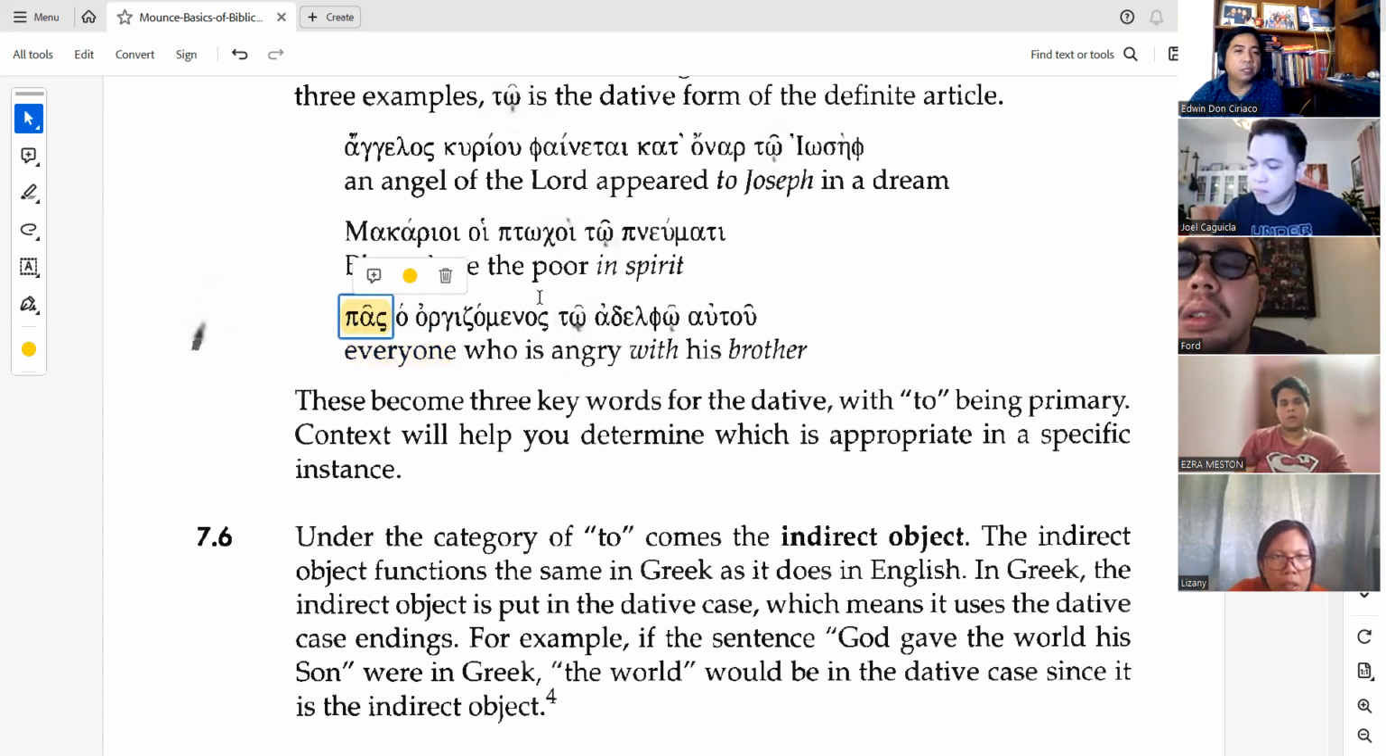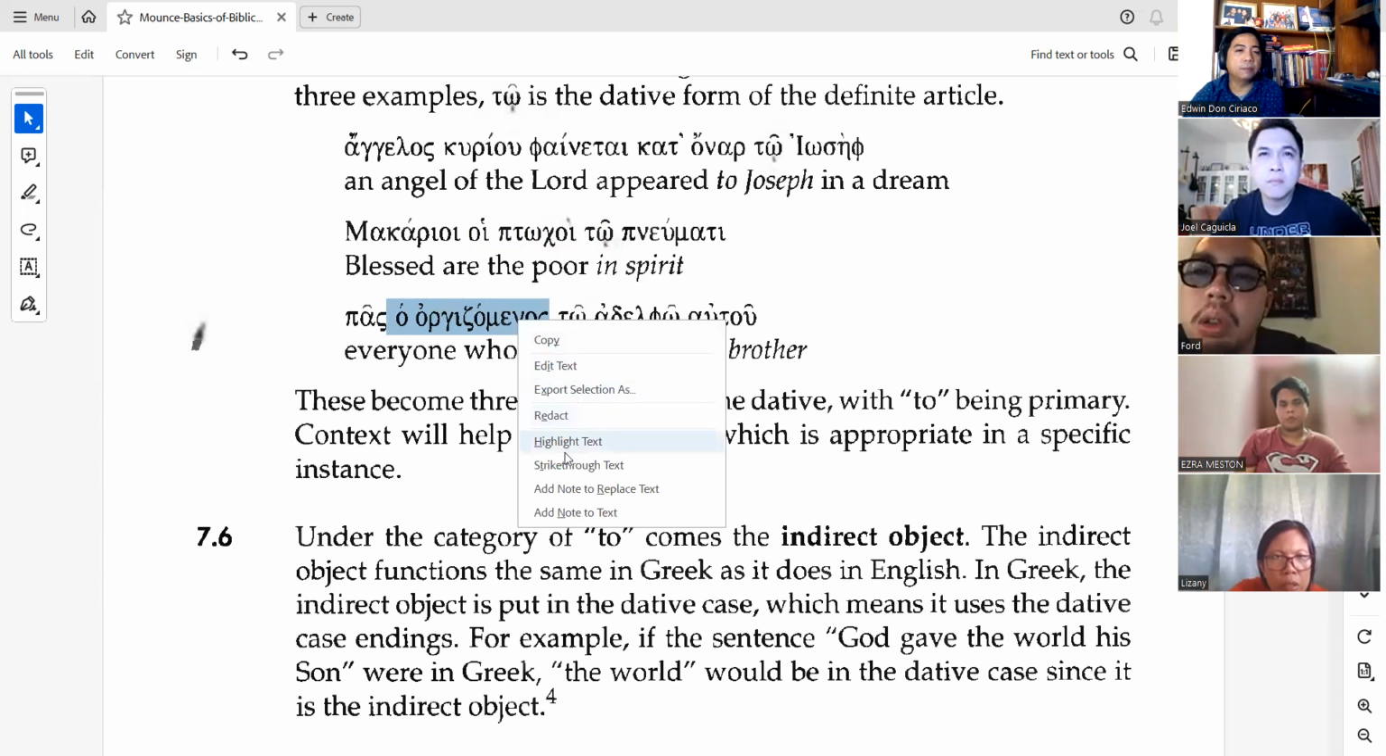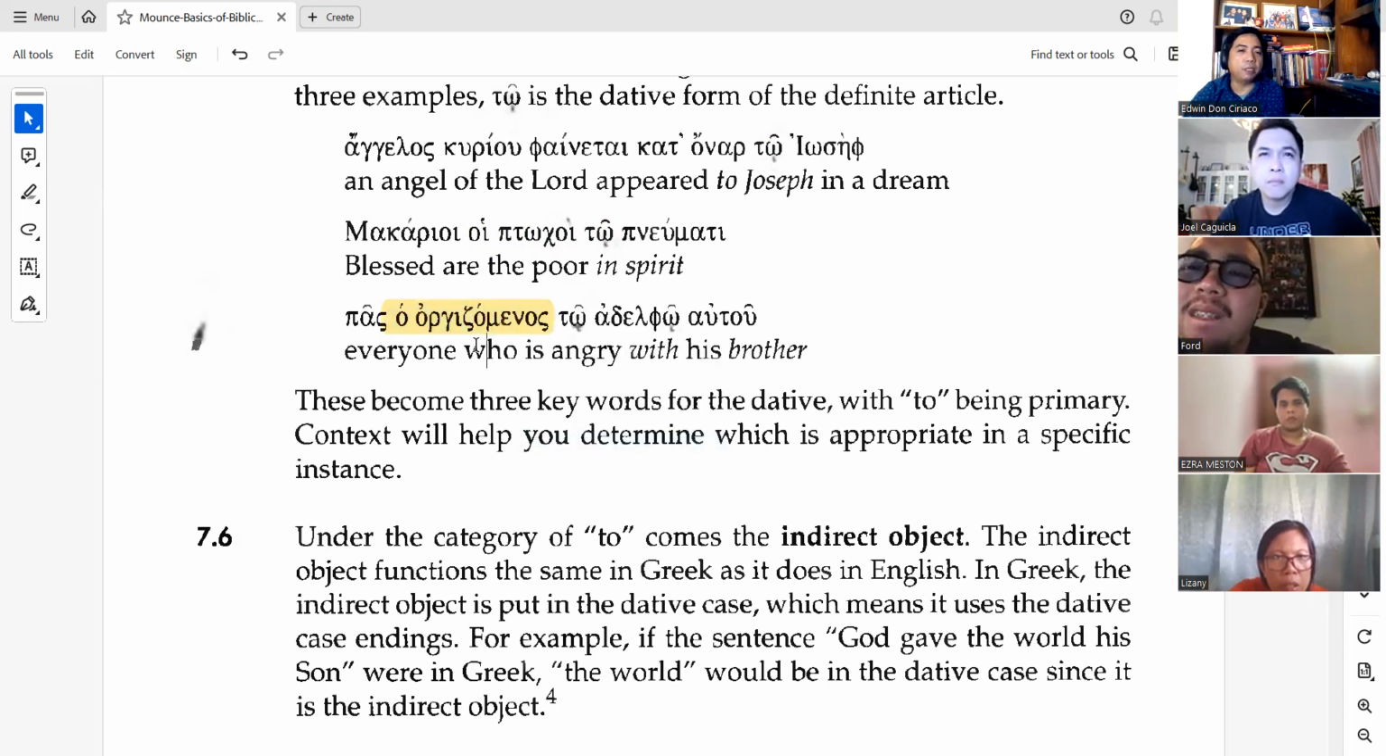So this, orgizomenos, no? Orgizomenos is a participle: who is angry. Actually, the literal of this one, if you drop off "everyone", is the one who is angry, no? The one who is angry with his brother. So that is literal. So again, we go back to the iota subscript.